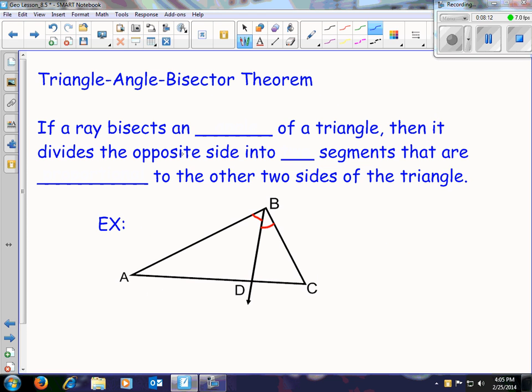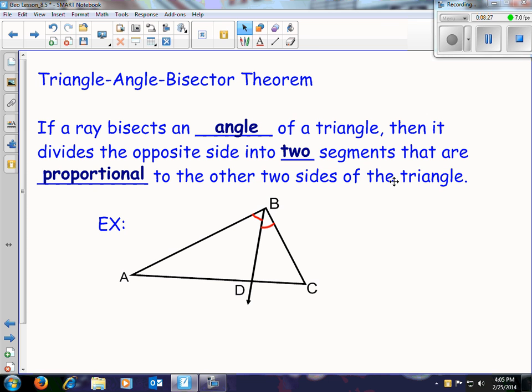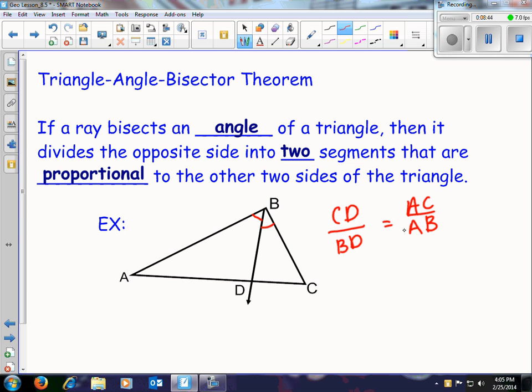Okay, now for our last theorem. We have the triangle angle bisector theorem. So it says if a ray bisects an angle of a triangle, then it divides the opposite side into two segments that are proportional to the other two sides of the triangle. Meaning that if I cut this angle in half, then I know that CD over BD is equal to AC over AB. So that means CD over BD is equal to AC over AB.